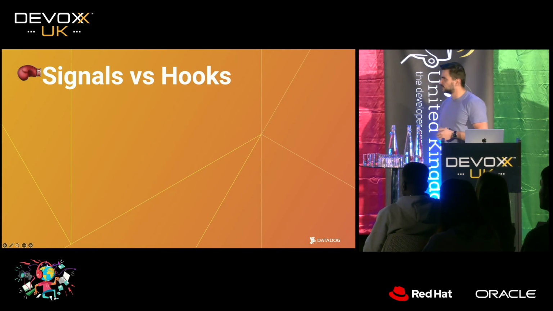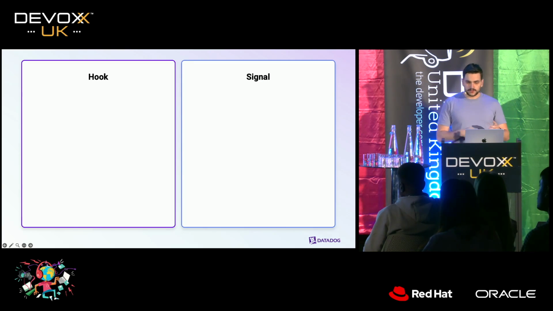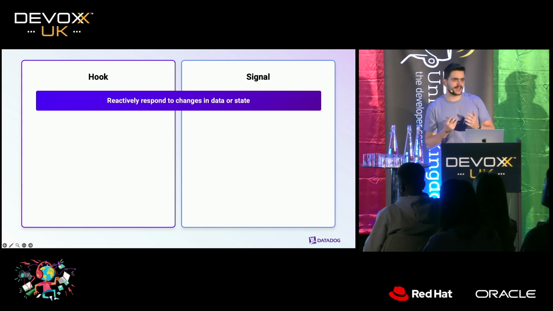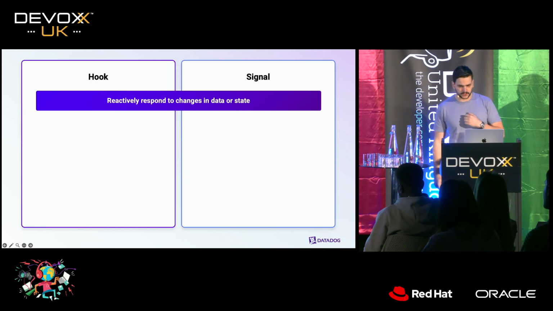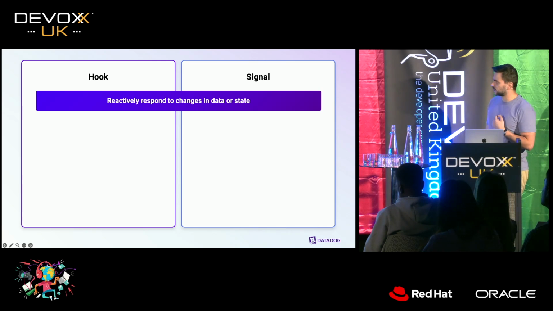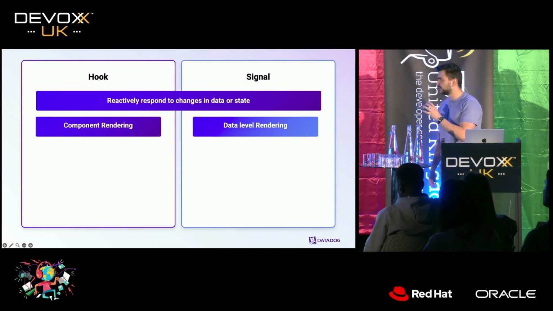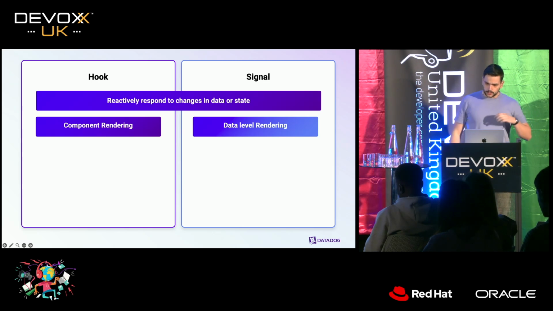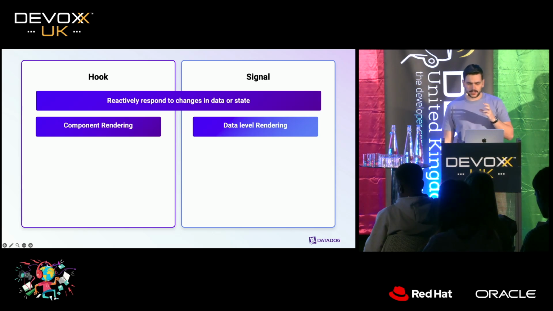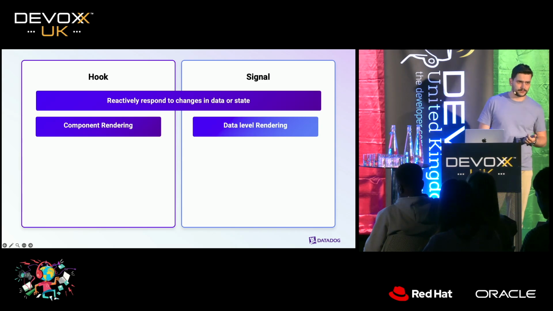So let's compare a bit the signals and the hooks. The hooks and the signals both reactively respond to a change in data or state. So they both aim to be used for state management, enabling components and applications to reactively respond to changes in data or state. The big difference is that hooks are for component rendering, whereas signals are at data-level rendering. So we have a more granular rendering, and only the part of the UI that depends on the data will be re-rendered with signals.